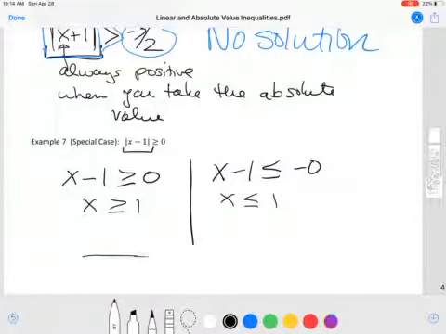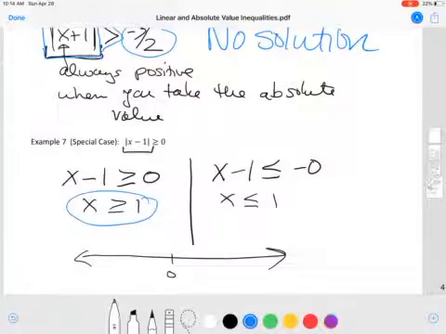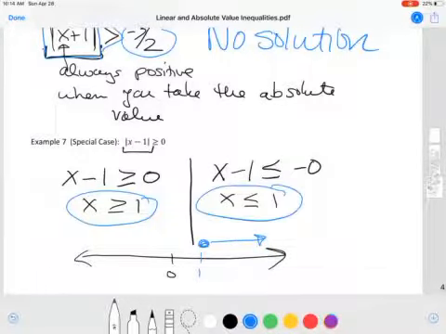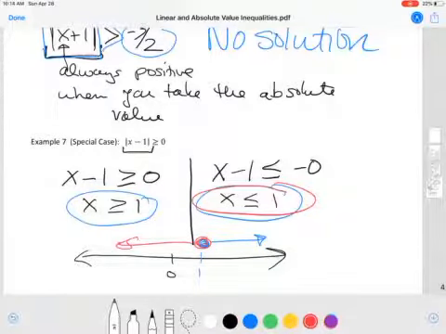Now, if you notice, if I put that on the number line, here's 0, everything, let's do this one in blue, everything greater than or equal to 1 would be here. And then everything less than or equal to 1, let's do this one in red, would look like this. That is everything. It covers everything, all real numbers.